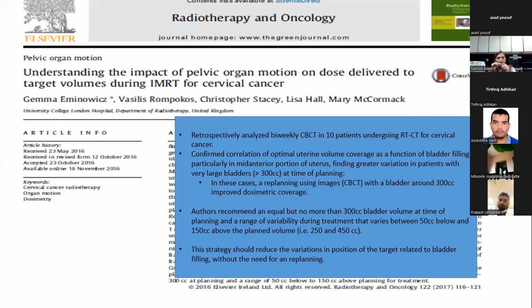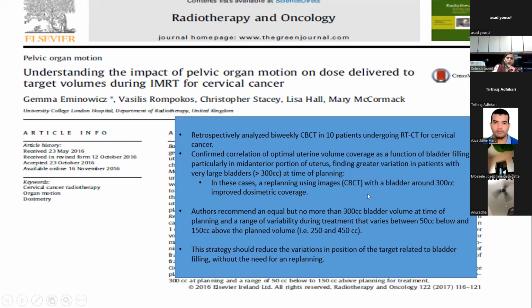Now, this is another paper. This paper was done on cervical cancer patients who were treated with the IMRT technique, and they particularly talked about the impact of pelvic organ motion on the dose delivered to the target volume. What I extracted from this paper is that the bladder volume is very important, and the rectal volume is again important. The bladder volume is very, very important in cervical cancer patients.